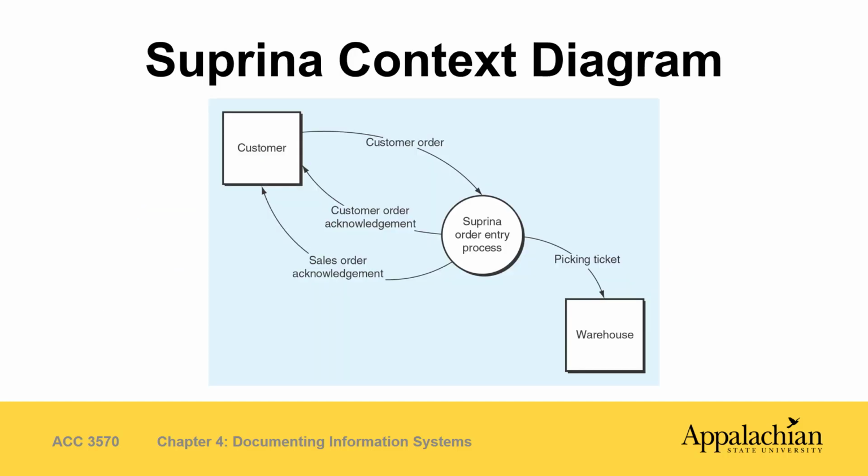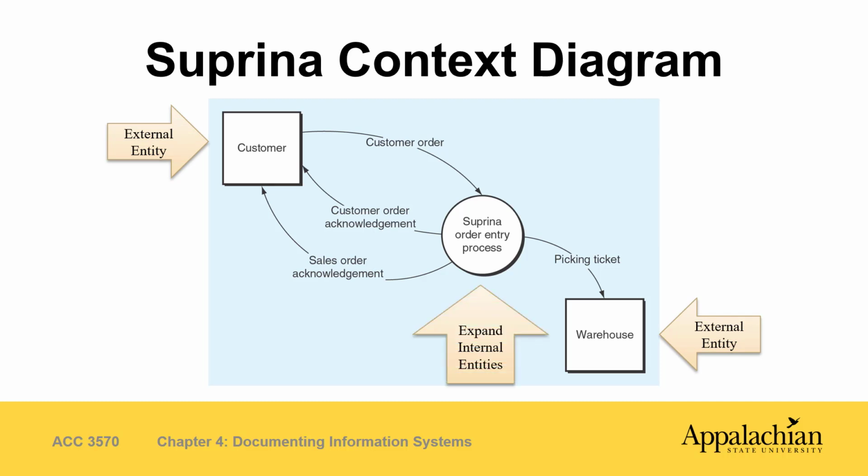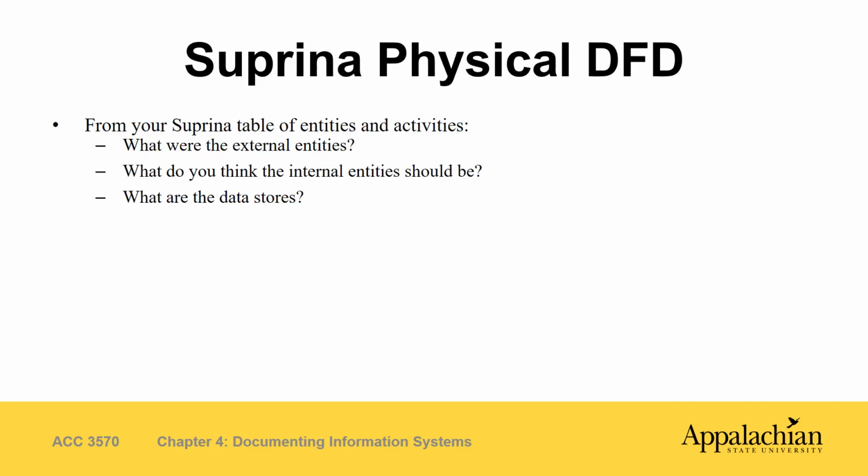So here's the Sabrina context diagram again. And you can see where you've got the customer as an external entity, the warehouse as an external entity, and what you're going to do with the physical data flow diagram is expand that Sabrina order entry process for each individual entity that is within that internal entity in the context diagram, Sabrina order entry process. So there are your external entities, then you're expanding your internal entities.